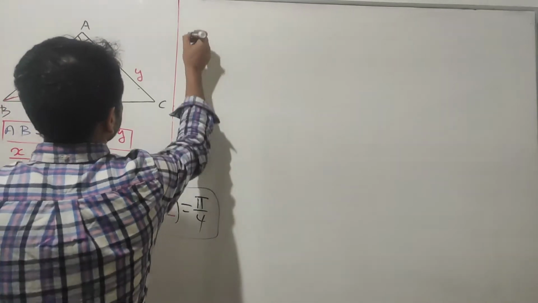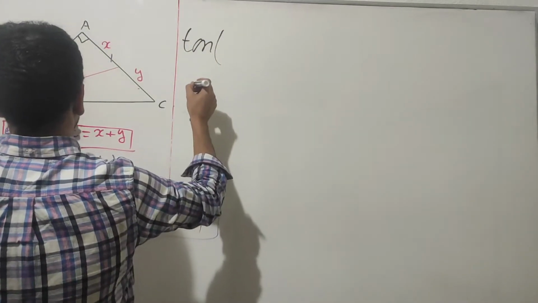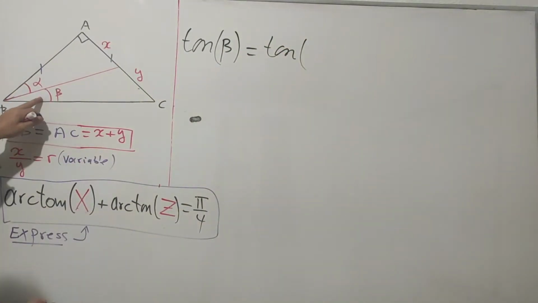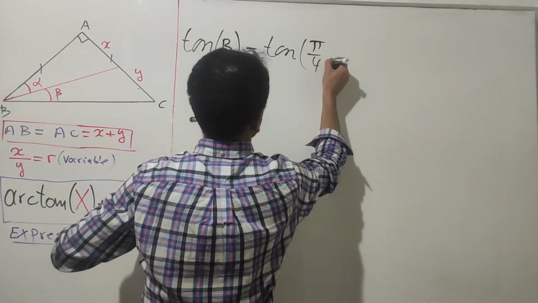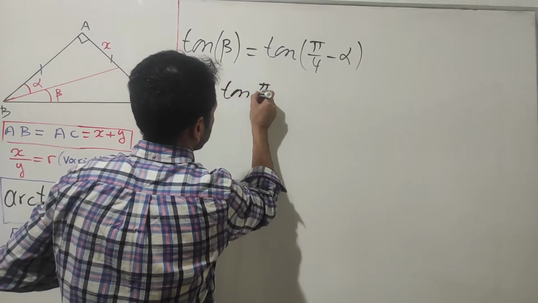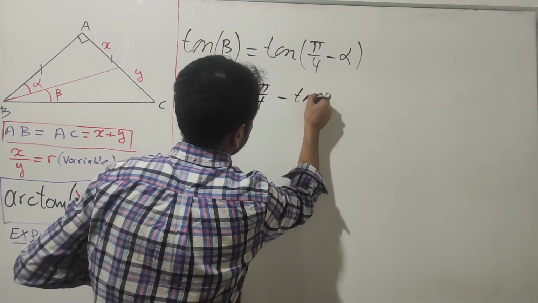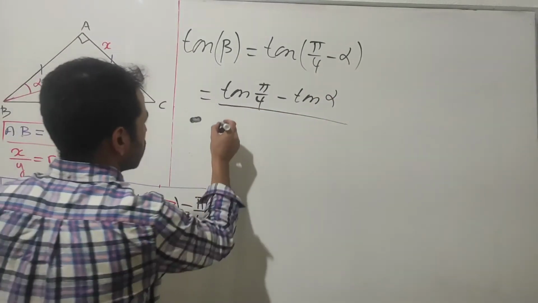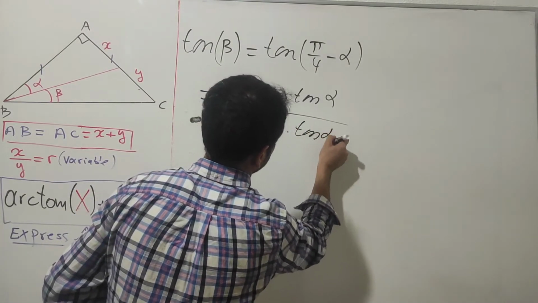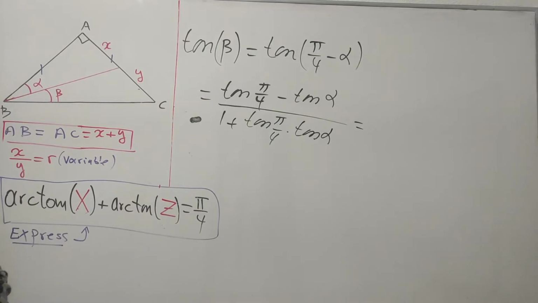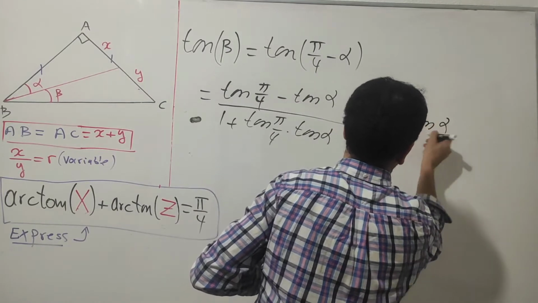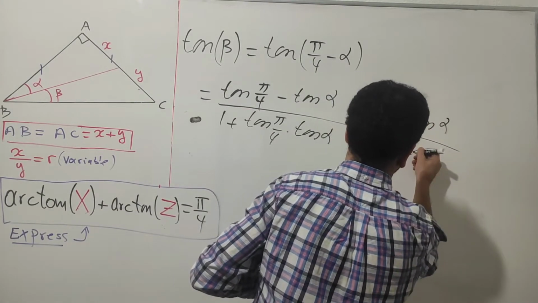We get tangent of beta, which equals tangent of the total angle, pi over 4 minus alpha. Tangent of pi over 4 minus tangent of alpha, all divided by 1 plus tangent of pi over 4 multiplied by tangent alpha. We simplify this by replacing tangent pi over 4 with the number 1. So I get 1 minus tangent of alpha all over 1 plus tangent alpha.